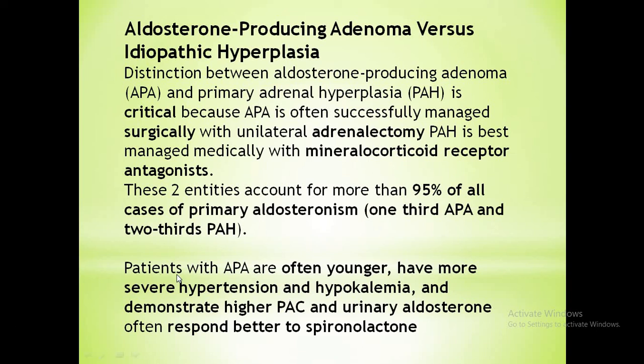Clinically, patients with APA, that is the patients with adenomas, are often younger. They have more severe hypertension and hypokalemia. They have higher PAC values and urinary aldosterone, and they respond better to spironolactone. So they are often younger, with increased blood pressure, severe hypokalemia, increased PAC, and a better response to spironolactone.